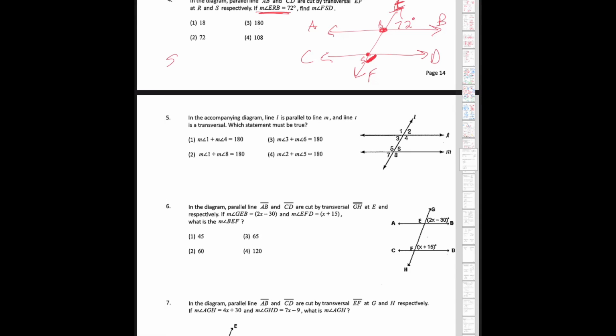We haven't really talked about this one much. This is same side exterior angles. So what's true about these is that they are supplementary. So they add to 180 degrees. So if I have 72 and I have my missing angle here, I have to do 180 minus 72, and I get 108 degrees for that angle.